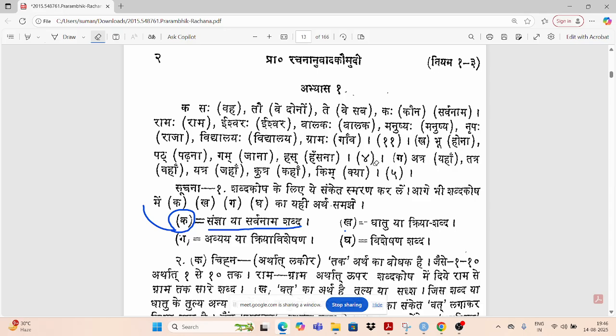Prantik ji, can you read Ga, this part? Ga, I mean atra yaha till kim kya.